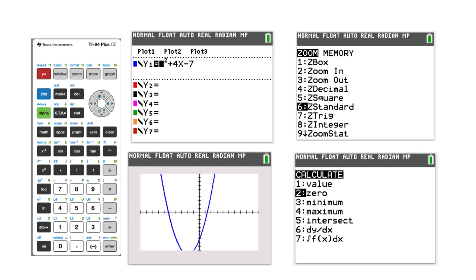decimal from my calculator. To do that, you're going to hit second, trace. It will take you to this window here, and this is an important window. We use this menu of options all the time. What we want right now are the zeros. Those are x-intercepts. So press 2.